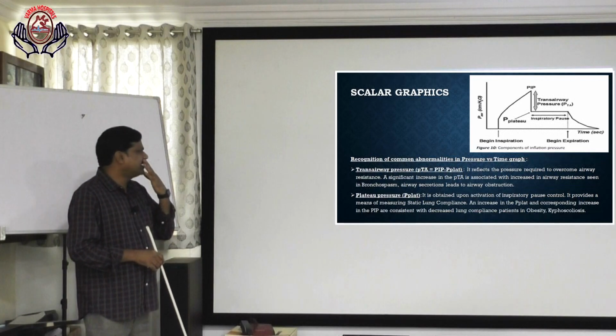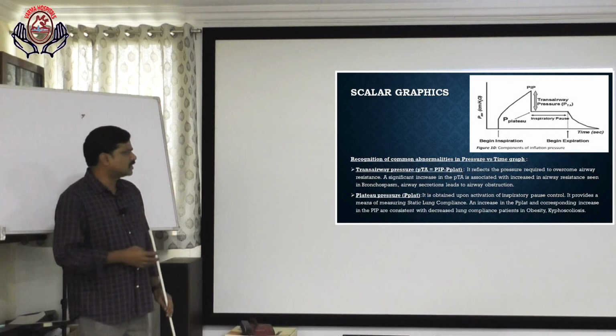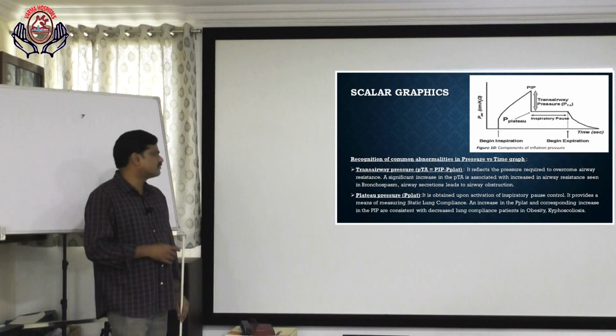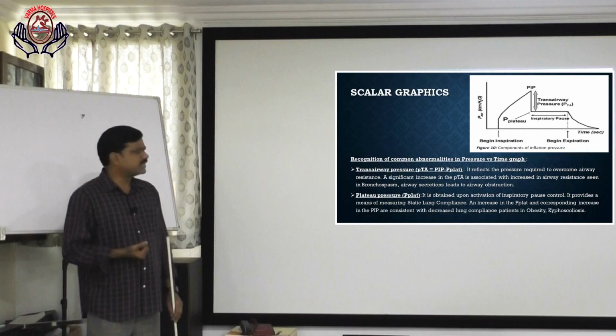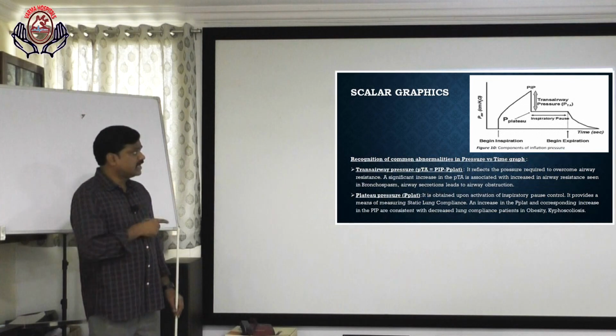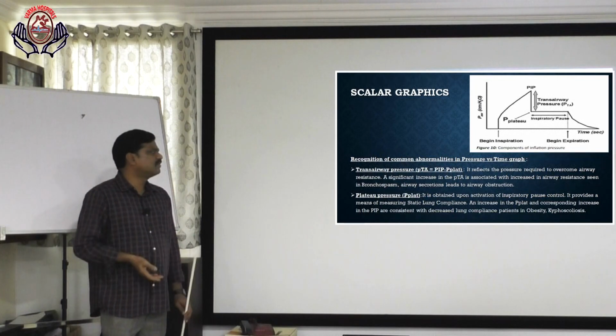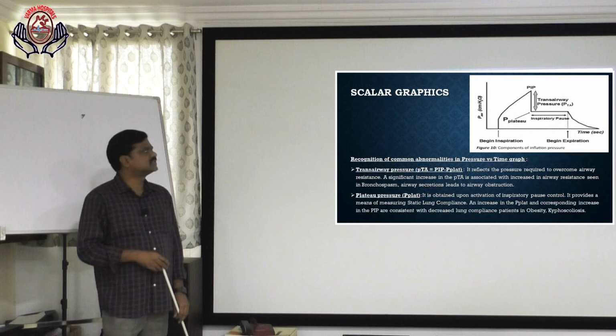Plateau pressure. It is obtained upon activation of the inspiratory pause control. It provides a means of measuring static lung compliance. An increase in the plateau pressure and a corresponding increase in the peak inspiratory pressure are consistent with decreased lung compliance, as in patients with obesity and kyphoscoliosis.